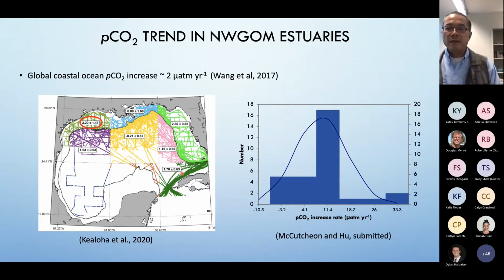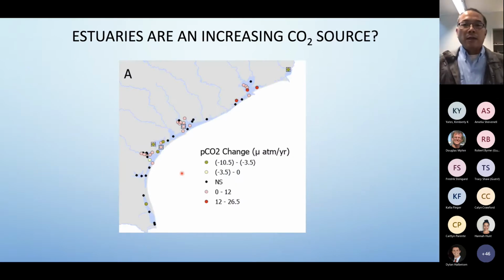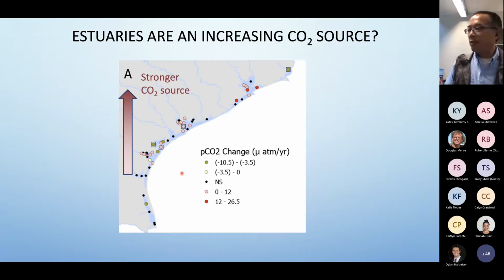And here is the PCO2 trend we observed on the Texas coast. This line represents coastal Texas. You can see the vast majority of the stations in Texas estuaries have a greater PCO2 increase over the years. We just submitted this paper not long ago. Based on the fact that these estuaries are a CO2 source to the atmosphere, and we also see the greater PCO2 increase over the years, we can confidently say that these estuaries have probably become a stronger CO2 source to the atmosphere over the past few decades.